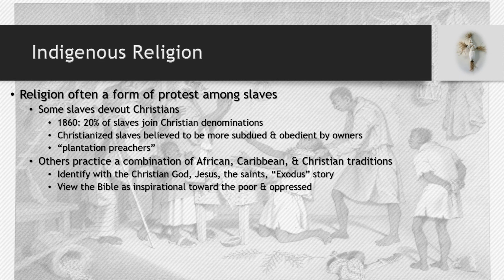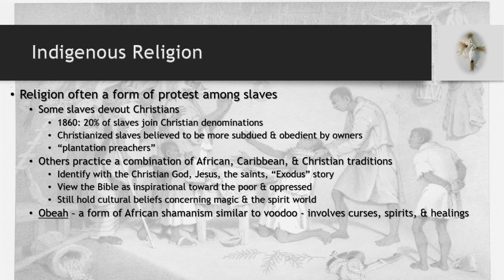And of course, the stories in the Bible were meant to be used as an inspiration toward the poor and the oppressed. Abolitionists in particular began to use this to circulate this type of belief system. But many still held a lot of cultural beliefs that concern magic, the spirit world, blessings and curses, the ability to cure illness by the laying on of hands, whether it was to drive out evil spirits or through magical intervention of some kind. And one particular form of religious practice is called obeah.